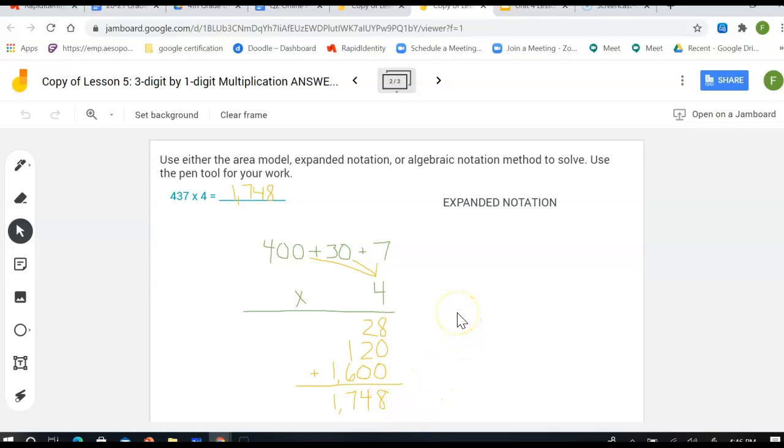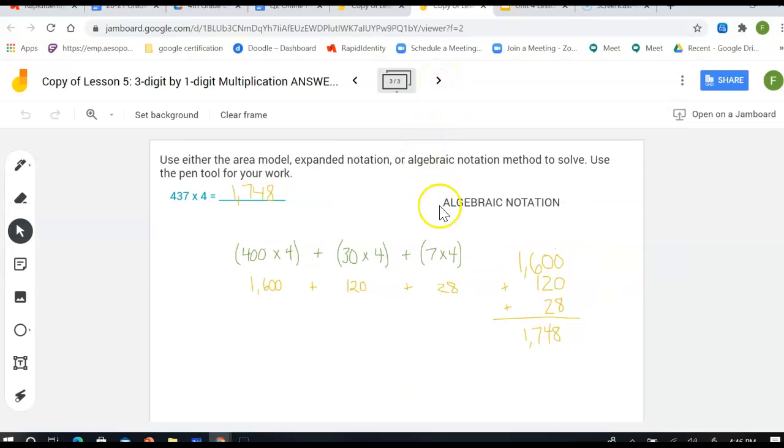So if you chose the expanded notation, if you want to pause this and make any corrections if you need to yours, feel free to go ahead and do it. But I'm going to show you the last one here using the algebraic notation. The same problem, 437. That's also been decomposed to 400 right here. 400 times 4, 30 times 4, 7 times 4, and the partial products I've got right here. And I've added them all up. Same answer. So go on and pause the video if you need to make any corrections to yours.